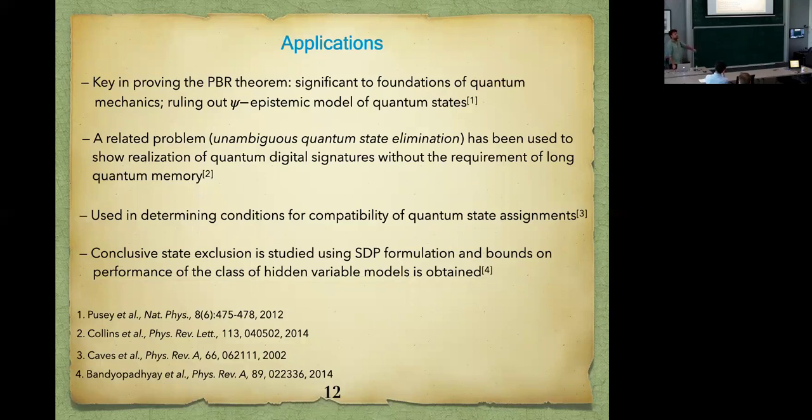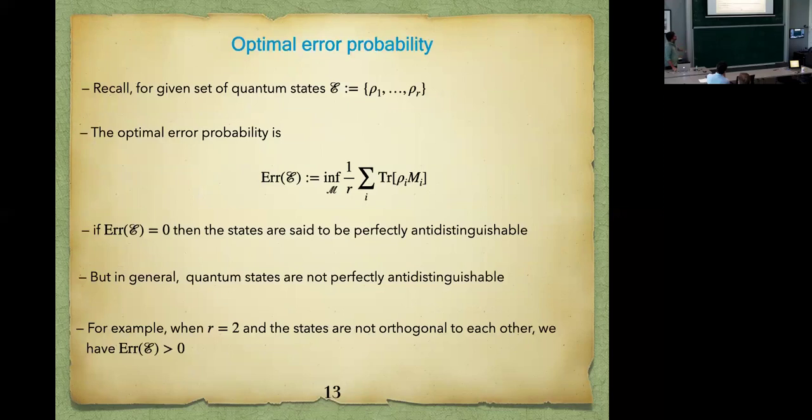So apart from the applications, this problem itself is mathematically interesting, so it was fun to work on it. Let me get to the main ideas. Let's talk about optimal error probability. The error for the POVM is the sum over i of the trace of rho_i M_i, and you take the infimum over all POVMs. That gives you the optimal error probability, the least error you're going to commit for the given anti-distinguishability task for the quantum states.